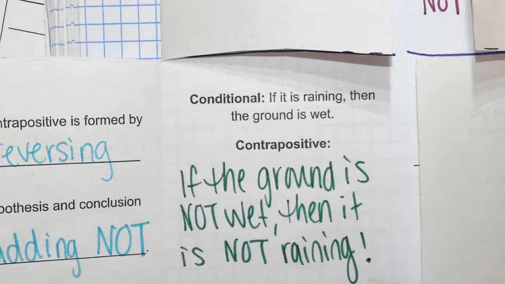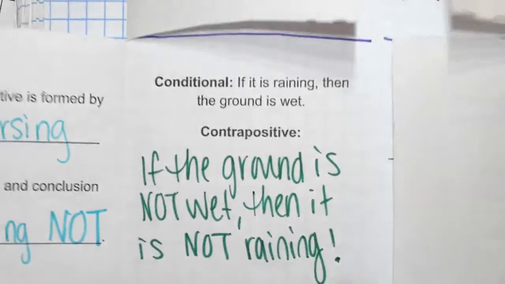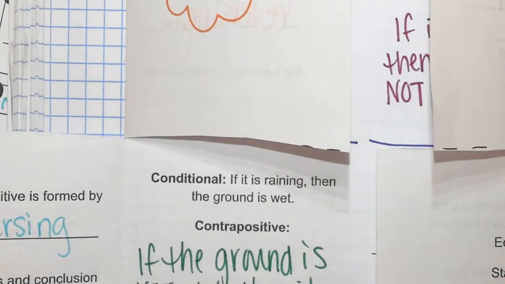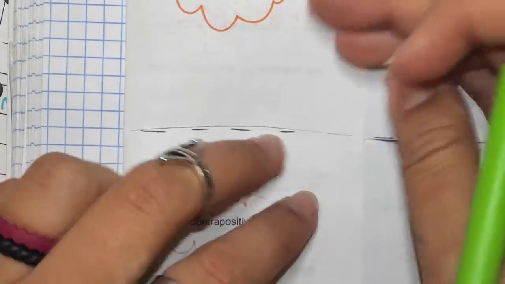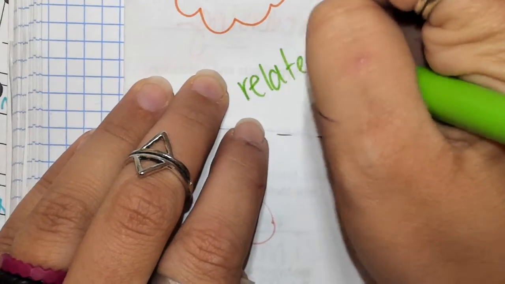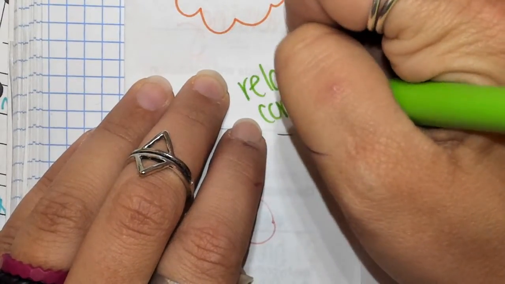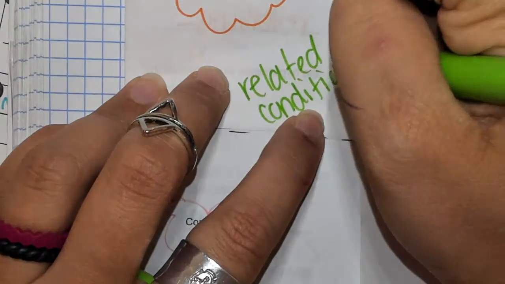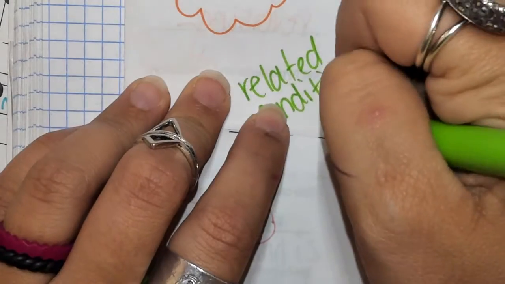Now, these three things have a special name. The converse, inverse, and contrapositive are all called related conditionals. So write that somewhere on the outside of one of your flappies. They are called related conditionals. I'm going to put it right here. I'm going to write related conditionals. And I'm going to draw an arrow.